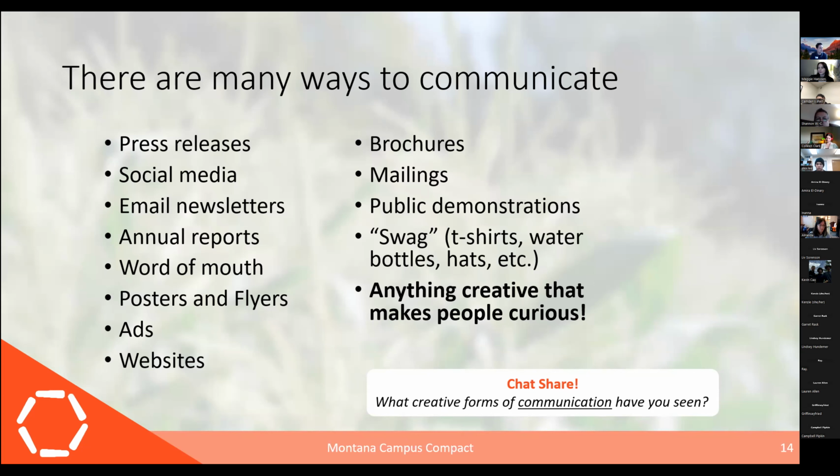Our AmeriCorps members love their swag. They love their t-shirts and their water bottles and hats. A good example of that would be tabling. Giving out swag is always a way to attract people. And then, yeah, anything creative that makes people curious, that is typically the way you want to try and set up your communication strategy.